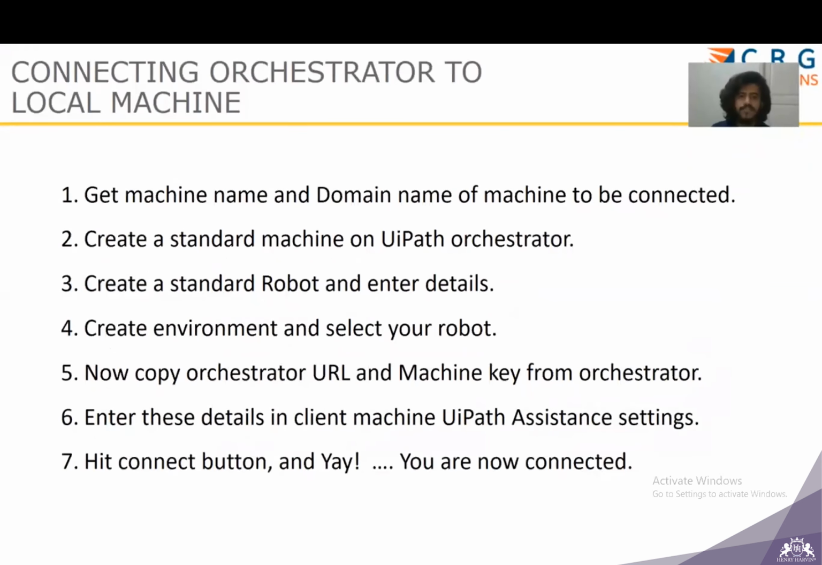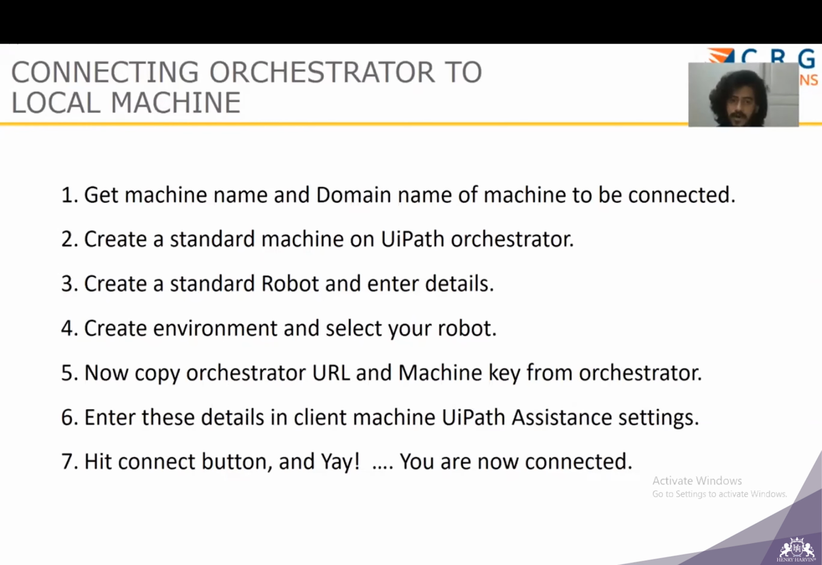The first thing we did was create a machine. We copied the machine name from Sriva's laptop and got the domain name. To get the domain name, Sriva went to command prompt and typed whoami. Then we created a standard machine, as Sriva is using a standard laptop which is not going to change the name of the machine every time. Then we created a standard robot, in which we created an unattended robot, which follows the properties of both unattended and attended robots. To learn more about robots, keep following our video series.